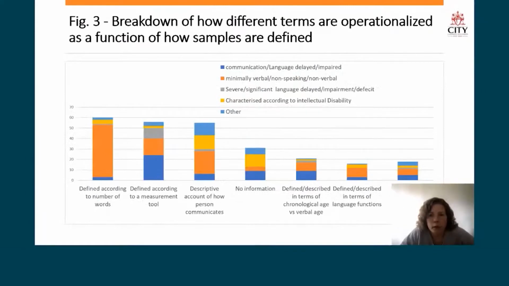This is a breakdown of how different terminology was operationalised. As you can see, there is quite a wide amount of variation. Terms like minimally verbal, non-verbal and non-speaking were most frequently defined according to the number of words a person uses, or through a descriptive account of how a person communicates. The amount of variation shows that the terminology used in the literature is not clearly defined or universally understood.